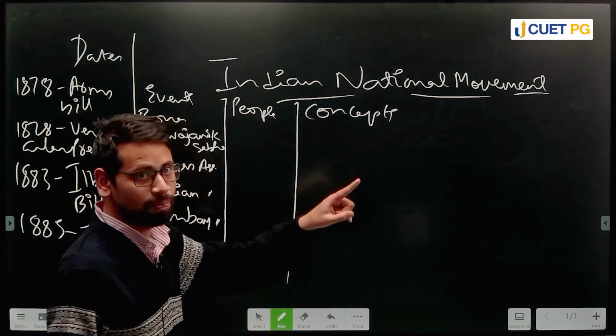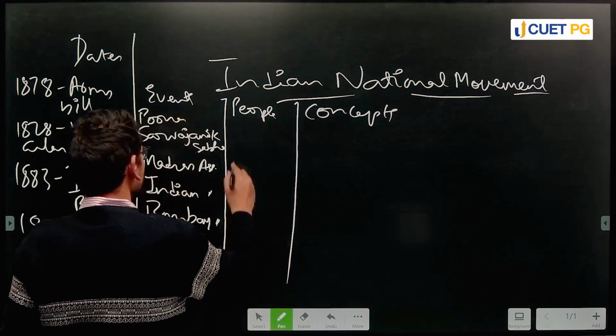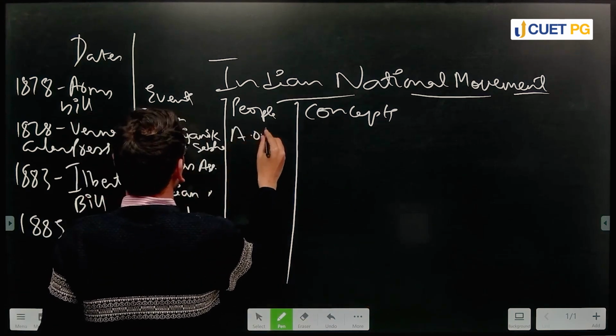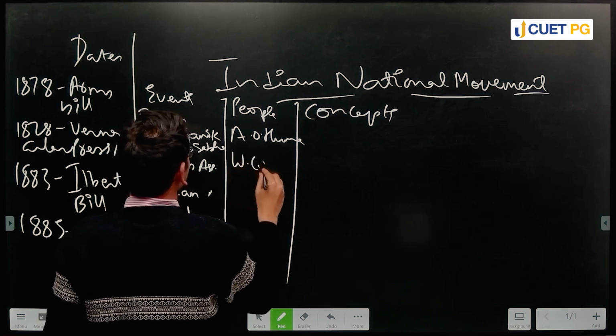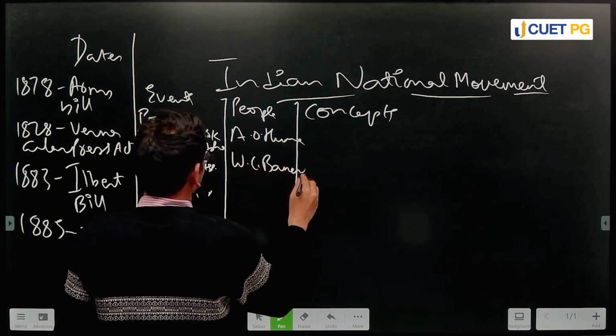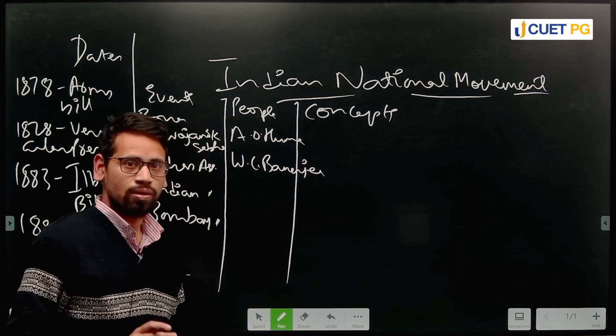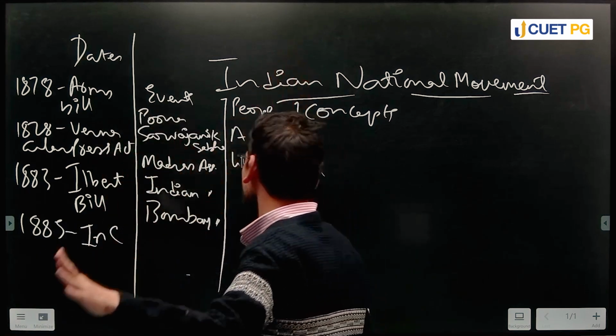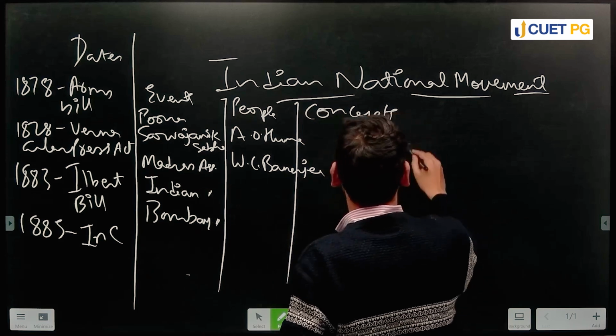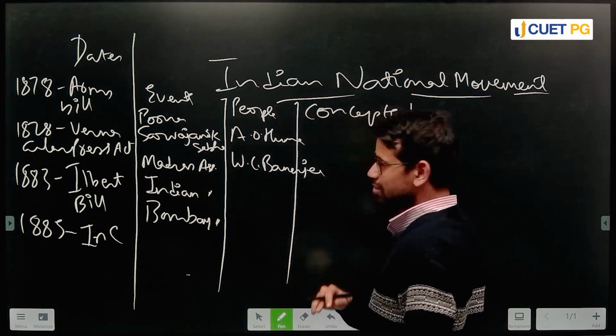Who are the important people associated with the Indian National Congress? A. O. Hume, W.C. Banerjee. These are the people who are associated with the earlier formation of the Indian National Congress. Right. Now, moving on to the next dates.